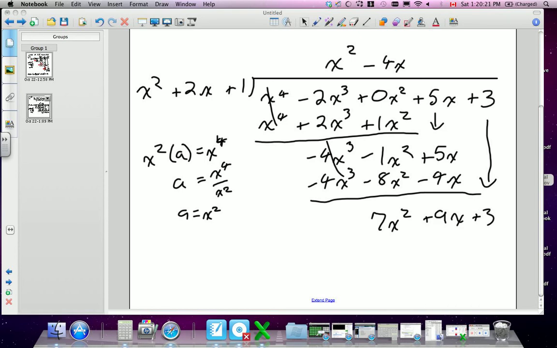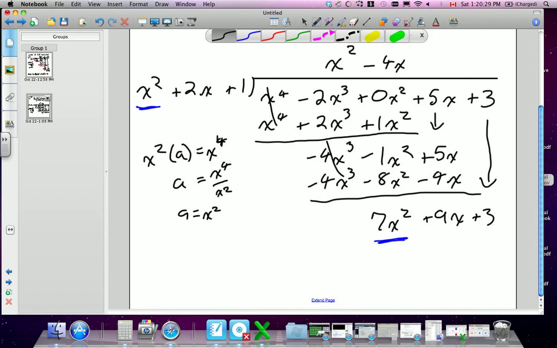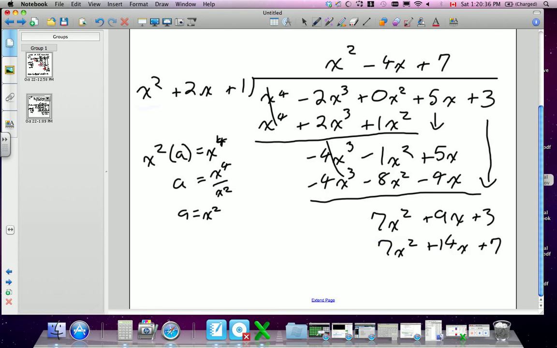On a test, I would just do it in my calculator to make sure. Just to make sure. And finally, last step now. Same idea. We need to get x squared into 7x squared. What would I multiply by? 7. Yeah. So multiply by 7. We get 7x squared plus 14x plus 7. We subtract. Goodbye. Negative 5x minus 4.